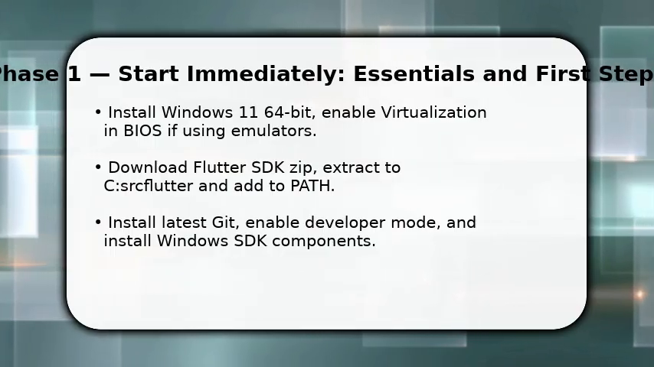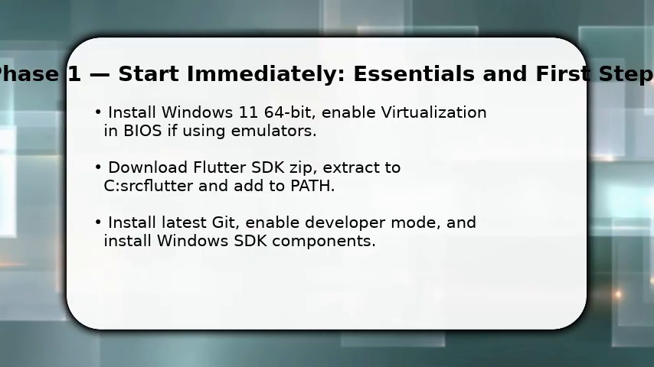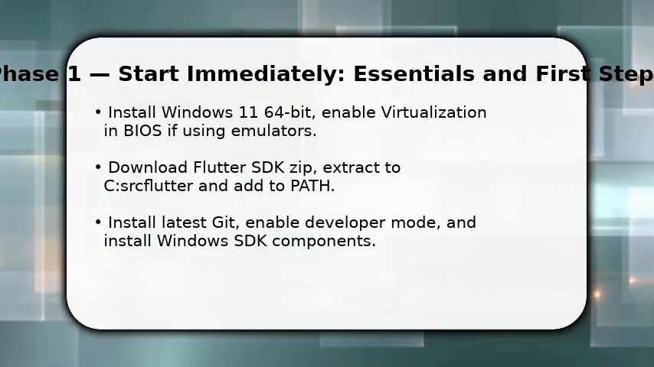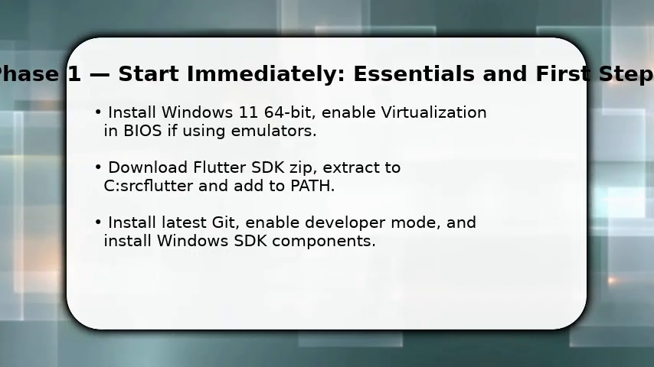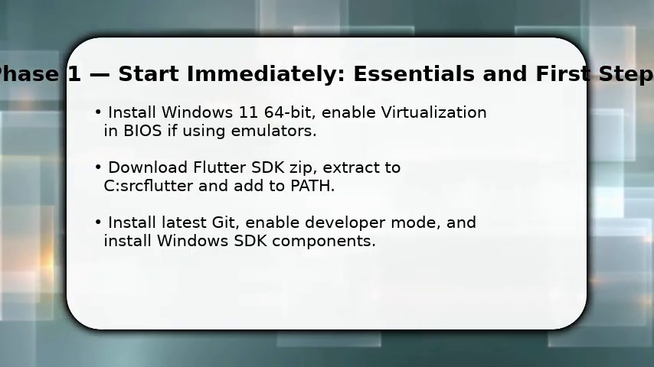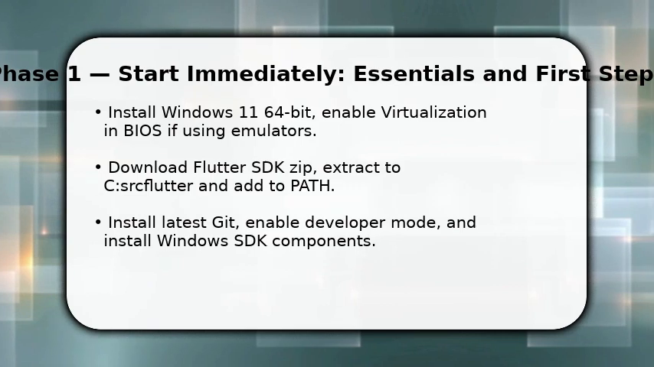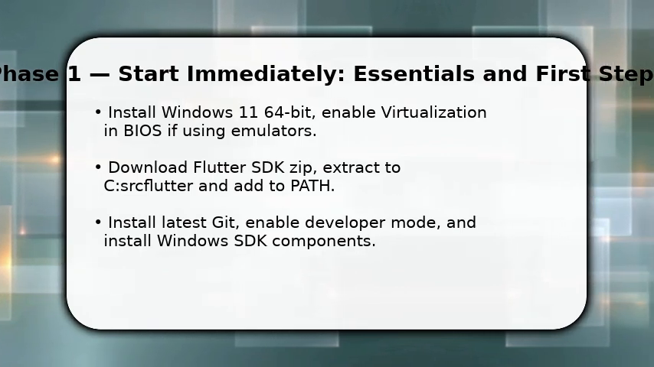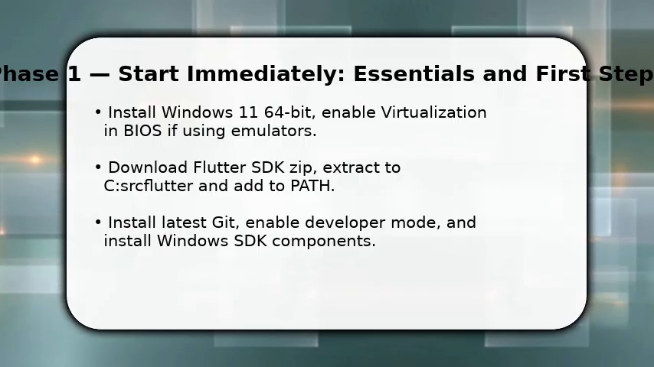Install Git and enable developer mode for sideloading apps. Also install the Windows 10 or 11 SDK and necessary build tools. Once done, open PowerShell and run flutter doctor. This gives a checklist of missing components you'll resolve next.